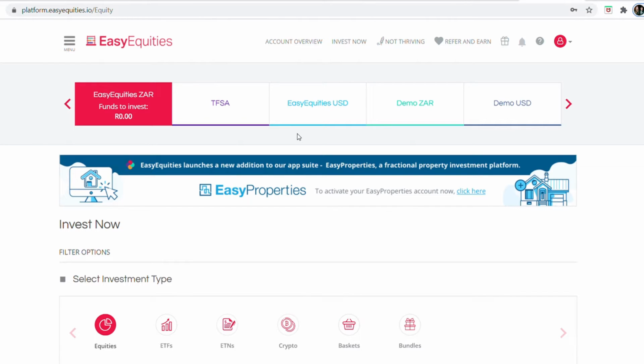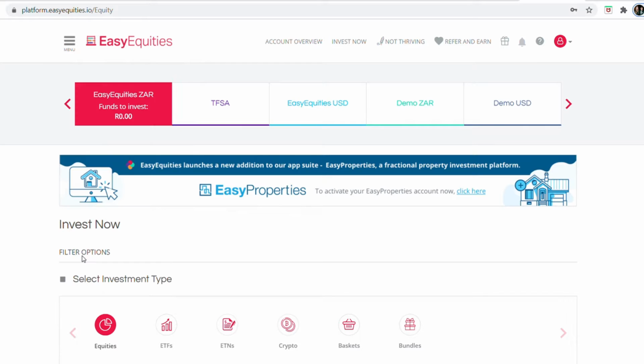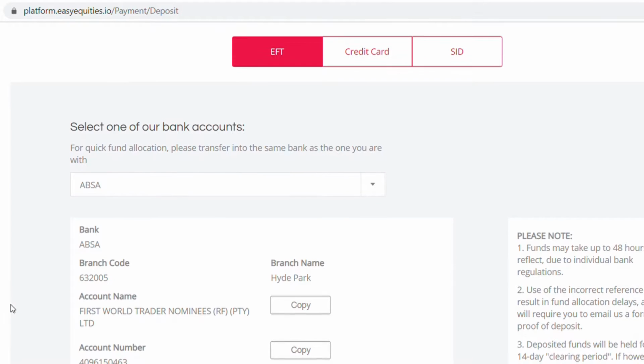Now, in order to invest on EasyEquities, the first thing we have to do is fund our account. So when we come to this page, in order to fund our account, we are going to click on the menu button and we're going to click on the deposits button. When we go ahead and do that, if we scroll down, you will be allowed to either fund your account via EFT, credit card, or SID.